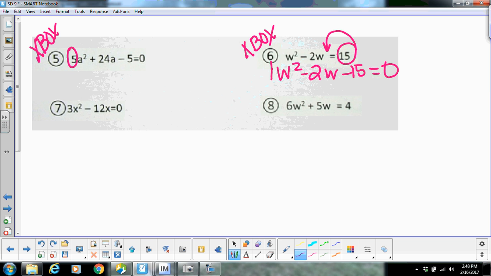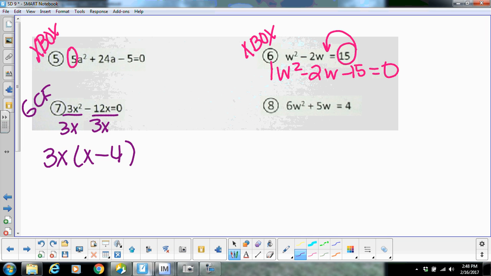All right, number 7, we're going to start with GCF. Okay, and our GCF here is going to be 3x. And when we set each one of these factors equal to 0, remember if there's no plus or minus, that will just give you a 0. And then this one would be +4.